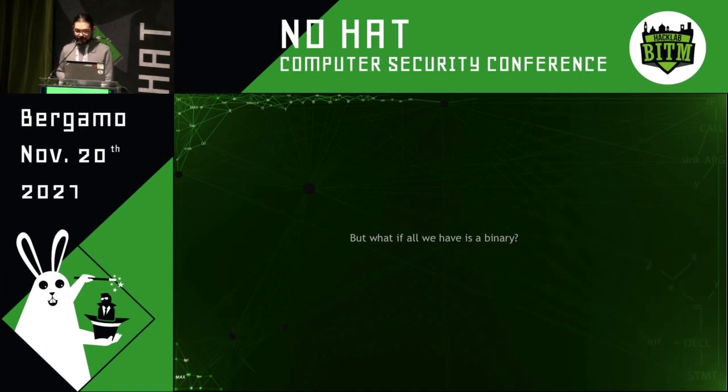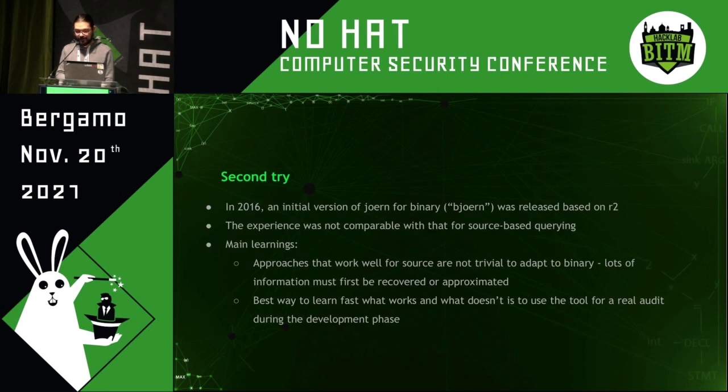And so then the question is, what do we do if all we have is binary? And we've looked at that question before. So if you've followed our work over the past years, there used to be what's called Joern, so binary Joern. That was based on R2. But the experience was not comparable to what you have with source code.